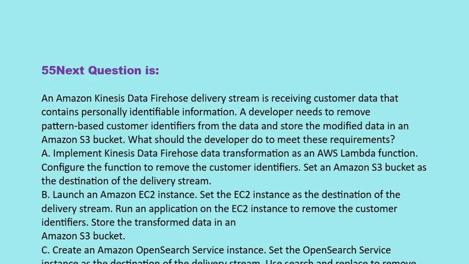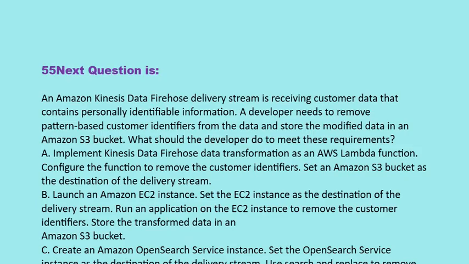Question is an Amazon Kinesis Data Firehose delivery stream is receiving customer data that contains personally identifiable information. A developer needs to remove pattern-based customer identifiers from the data and store the modified data in an Amazon S3 bucket. What should the developer do to meet these requirements?